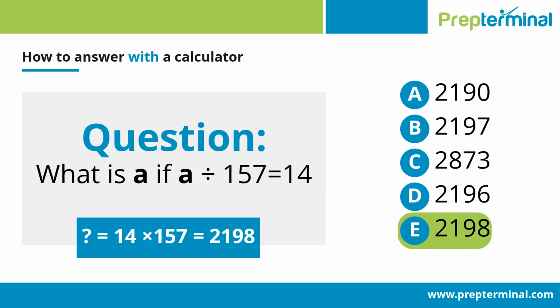Question: what is A if A divided by 157 equals 14? All we need to do here is to apply inverse operations on both sides of the equation in order to get the answer. The inverse operation of division is multiplication. A equals 14 times 157 equals 2,198. The answer is E.